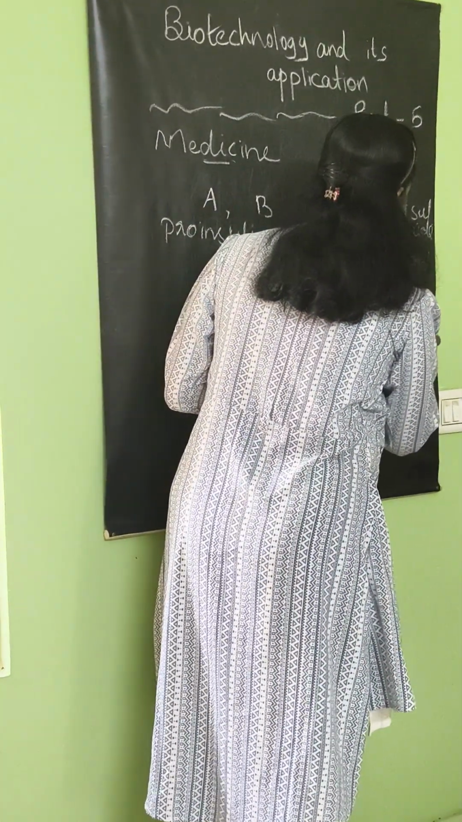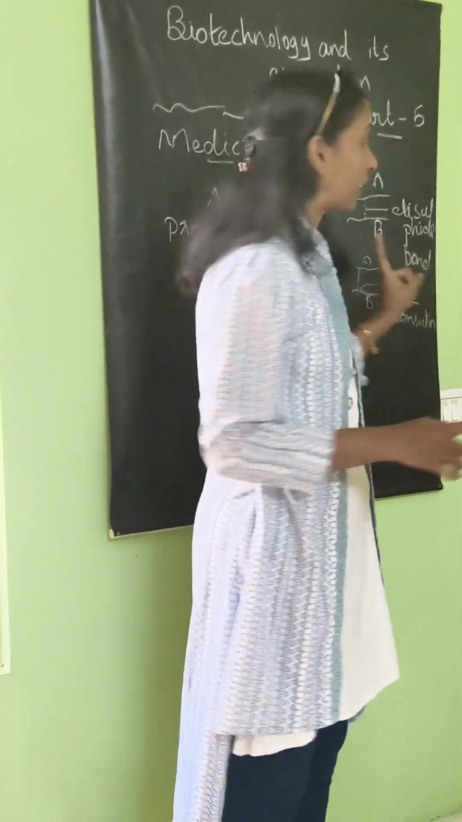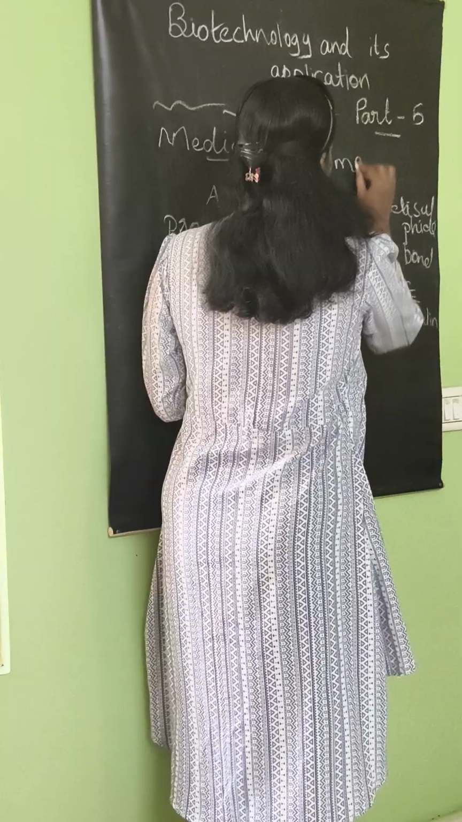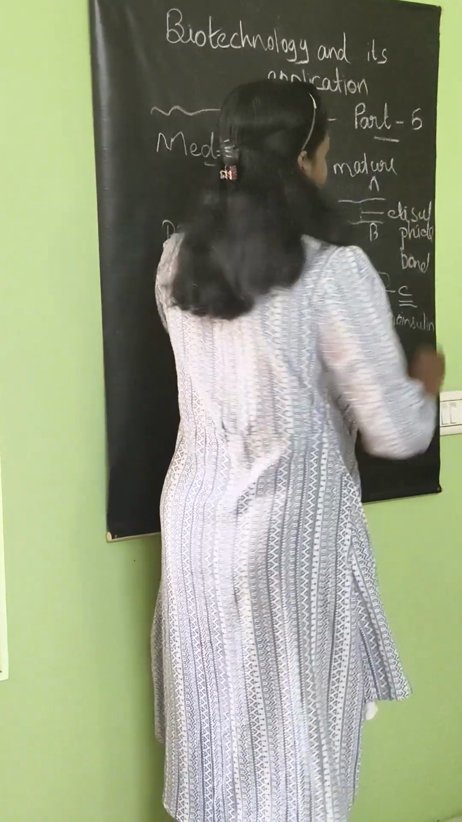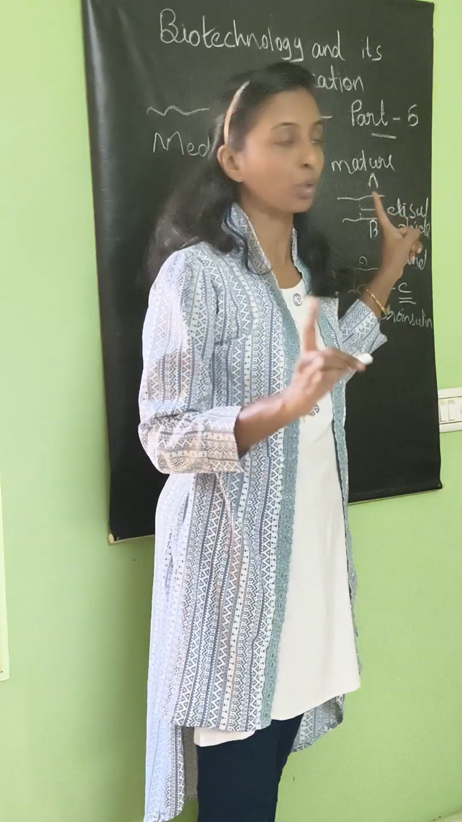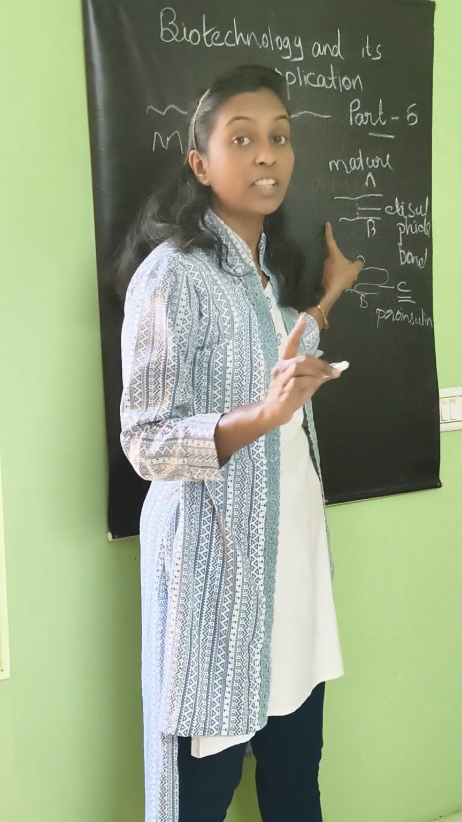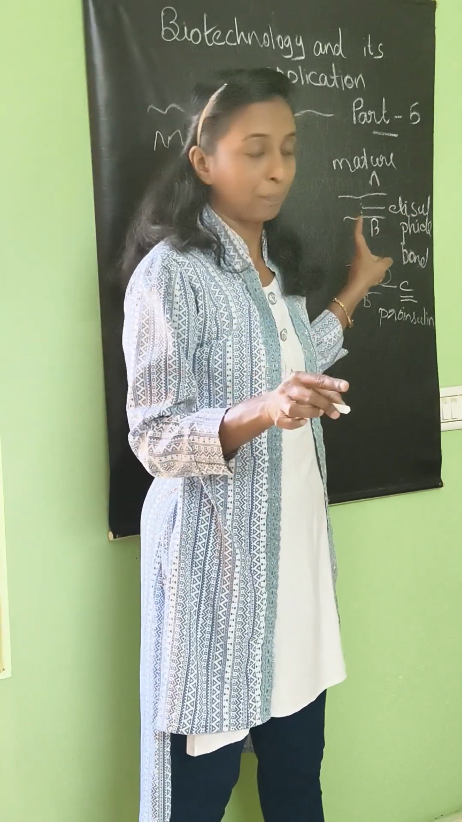The structure of proinsulin cannot act. This proinsulin has to be converted into mature insulin, and then only it can act and control the blood sugar level. So you can understand that mature insulin is free of the C peptide, but in proinsulin the C peptide will also be there.